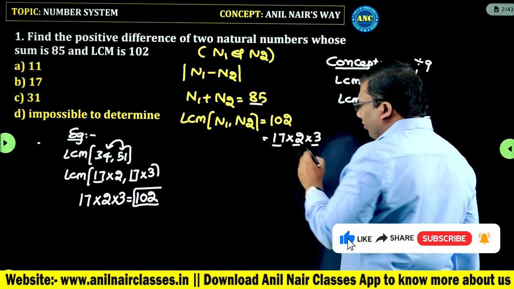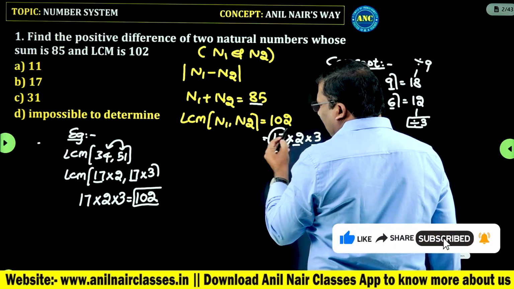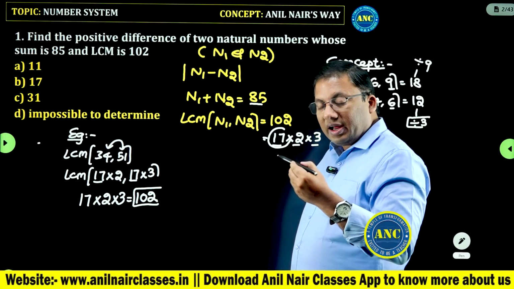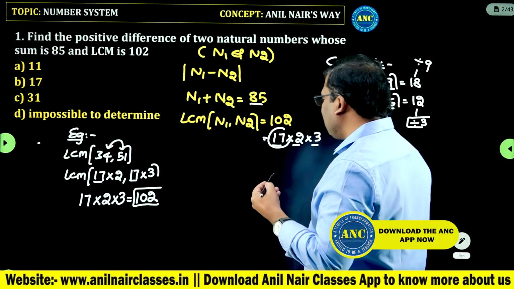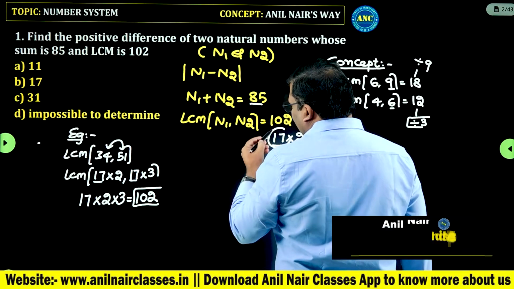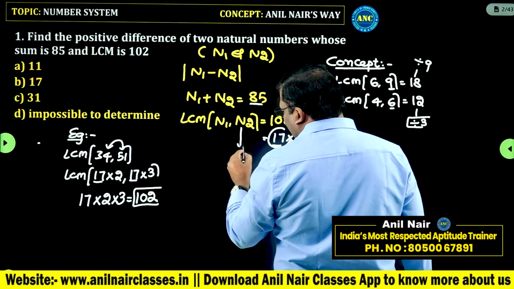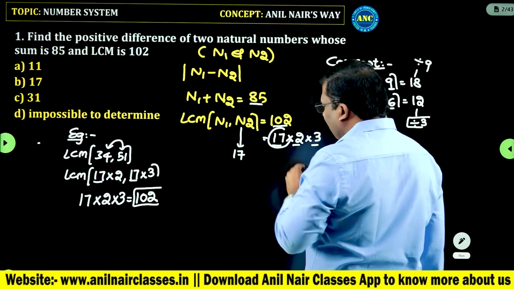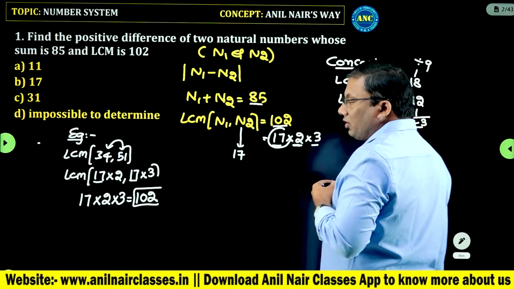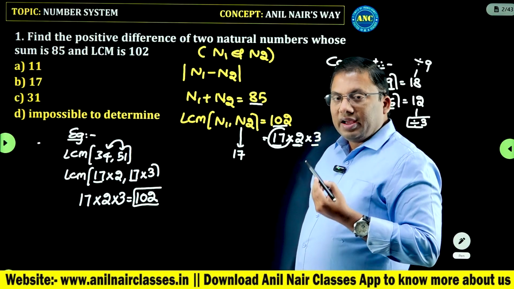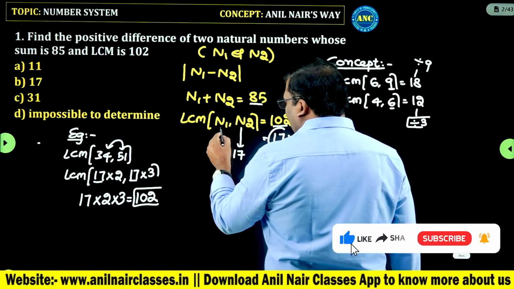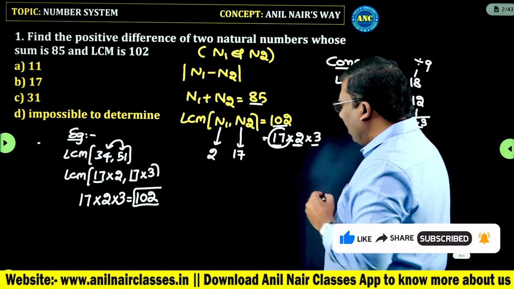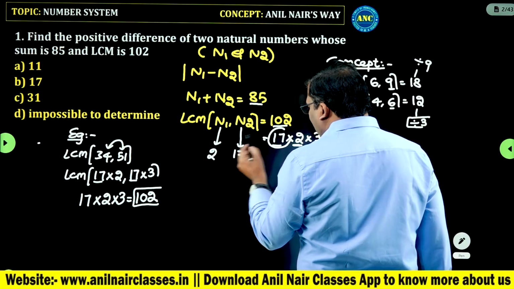Now, if you observe carefully, the answer is divisible by 17. That means either n1 or n2, or both, can be divisible by 17. Suppose n2 is divisible by 17. I require 102, which is 17 into 2 into 3. The answer is divisible by 2, which means at least one number is divisible by 2.